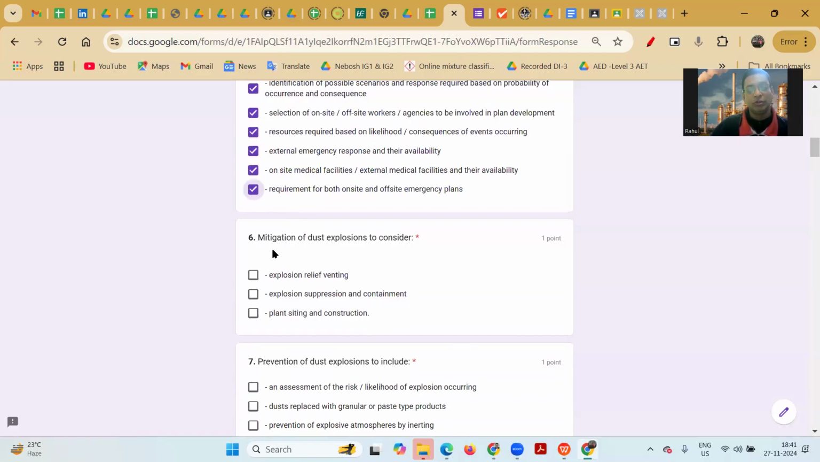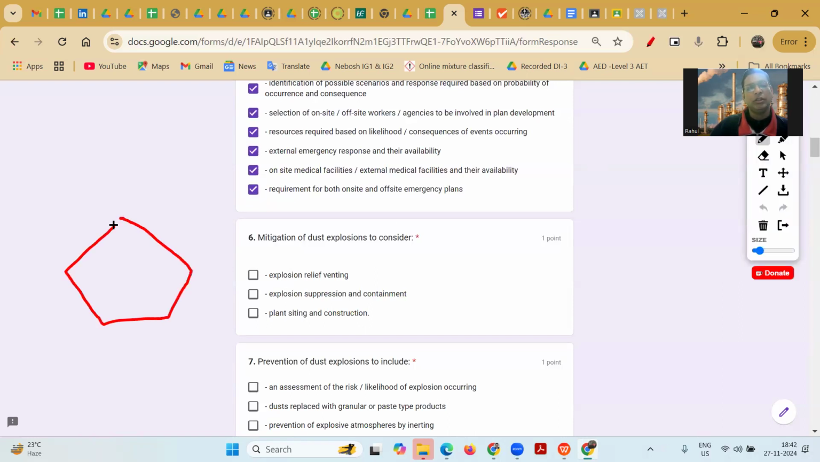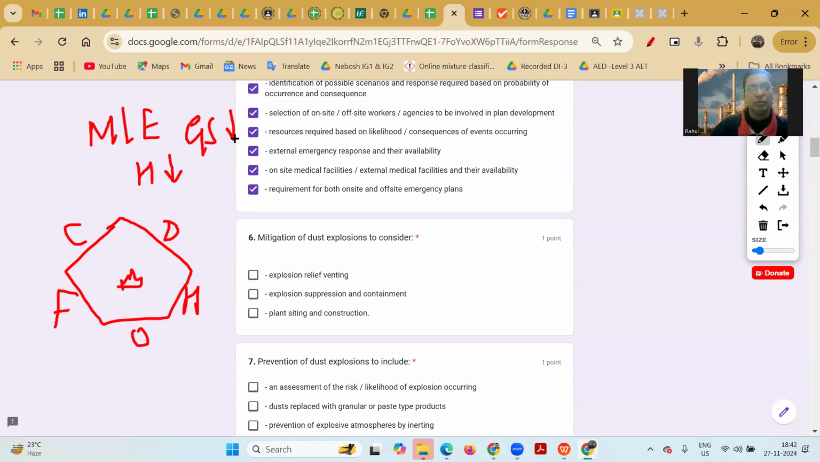Now, mitigation of dust explosion. Dust explosion we have already discussed in the previous videos also. For a dust explosion, we can go for explosion relief venting. If I draw the dust pentagon, in the dust pentagon we have fuel, oxygen, heat, dispersion, confinement, and minimum ignition energy, and also humidity, low humidity, and the grain size will be low. So mitigation of the dust explosion considers things like explosion relief venting.